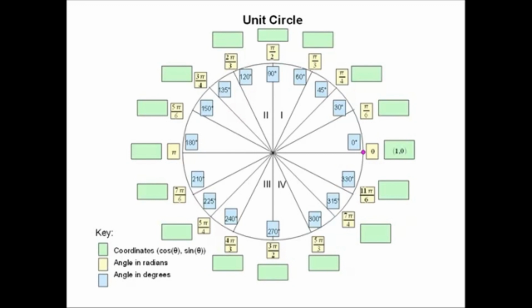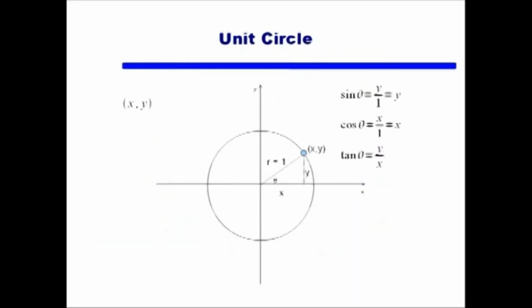Well, let's do our other three easy angles. At 90 degrees, that point is (0, 1). x is equal to 0 and y is equal to 1. At 180 degrees, x is equal to -1 and y is equal to 0, so that's the point (-1, 0). At 270 degrees, we have x equals 0 and y equals -1, so we have the point (0, -1).